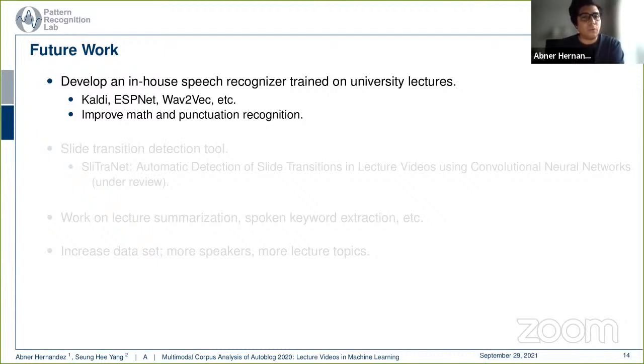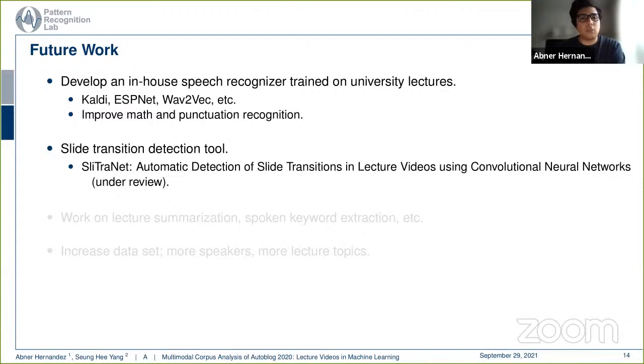We also want to improve the math and punctuation recognition. Right now with, say, YouTube's automatic captioning system or most other ASR systems, the output is just a plain transcription without any punctuation or spelled out mathematics. And we want to try to train a recognizer that can detect that so we don't have to rely on post-processing.